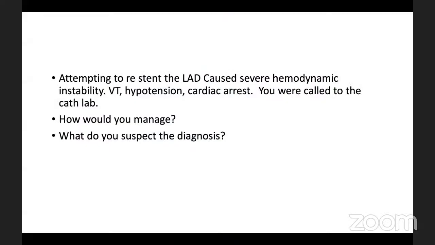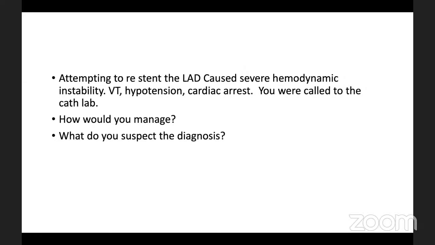So while they're implanting the stent, attempting to stent the LAD caused severe hemodynamic instability, ventricular tachycardia, hypotension, and cardiac arrest. You were called to the cath lab. Cardiac surgery overhead were called. How would you manage? And what do you suspect might happen? First, I will manage the patient as per the ACLS protocol. They're doing CPR. You just walked into the room.